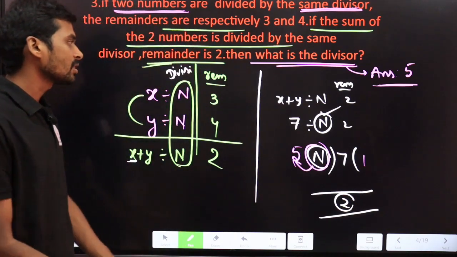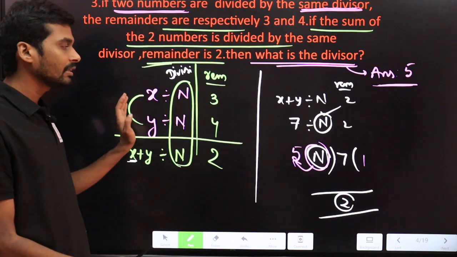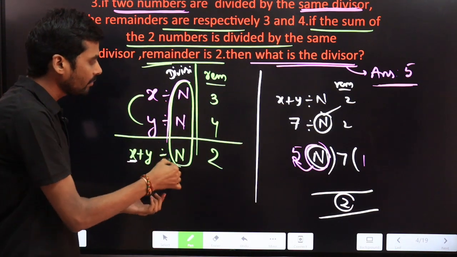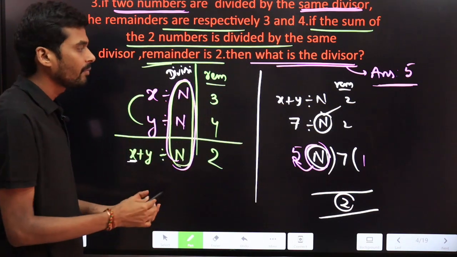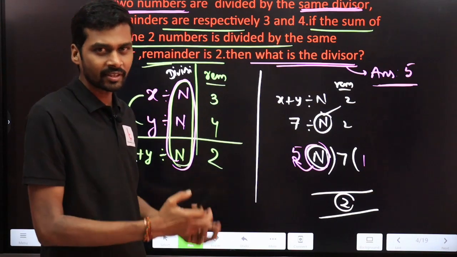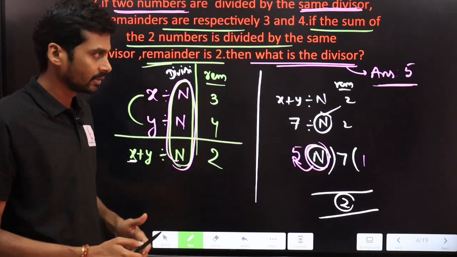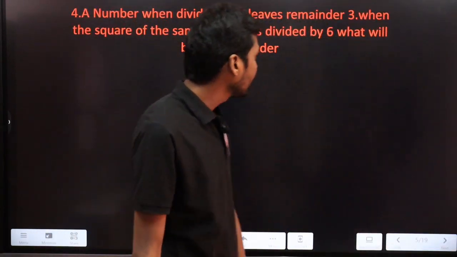Okay, so here the concept is very simple. We are dividing different dividends with the same divisor, and immediately remember this concept. It's a very simple concept, and actually we are taking the remainder itself as the main numbers. And let's take another problem.